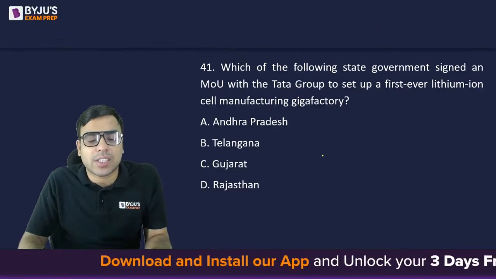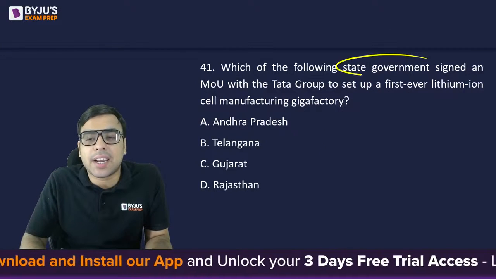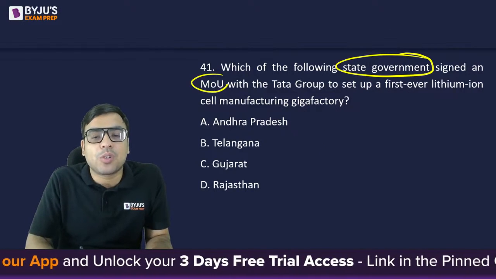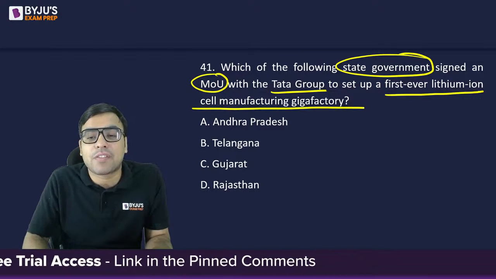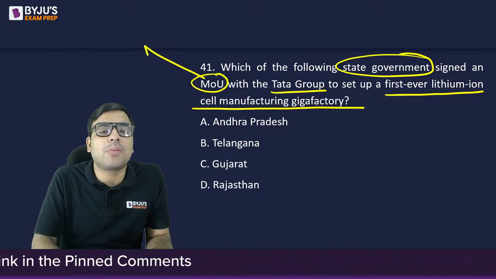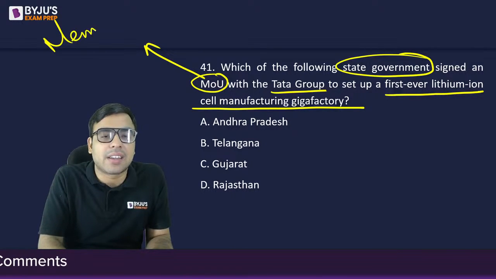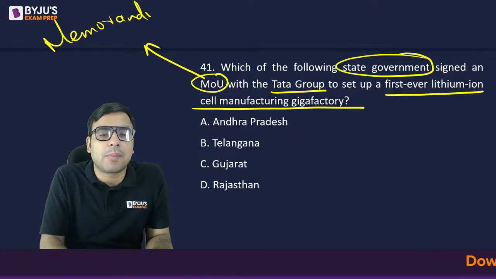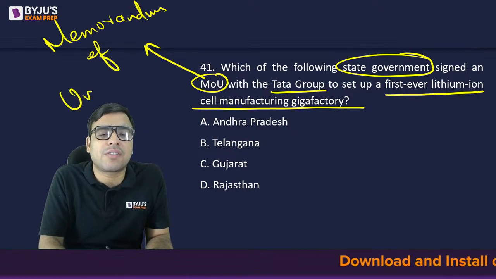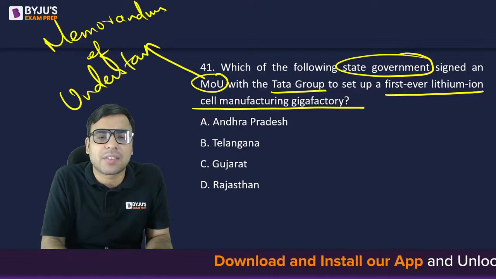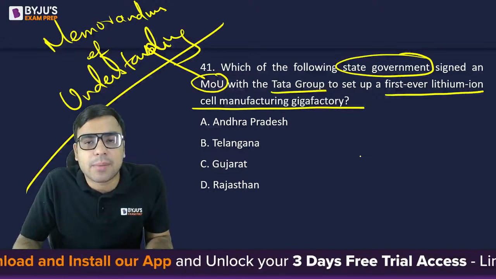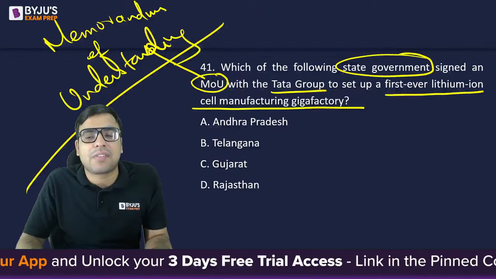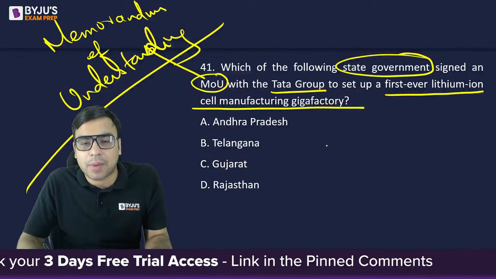The next is question number 41. Which of the following state governments signed an MOU with Tata Group to set up the first ever lithium ion cell manufacturing gigafactory? MOU मतलब होता है Memorandum of Understanding. Memorandum of Understanding means a sort of agreement. ठीक है. So which state government has signed an MOU with Tata Group to set up the first ever lithium ion cell manufacturing?